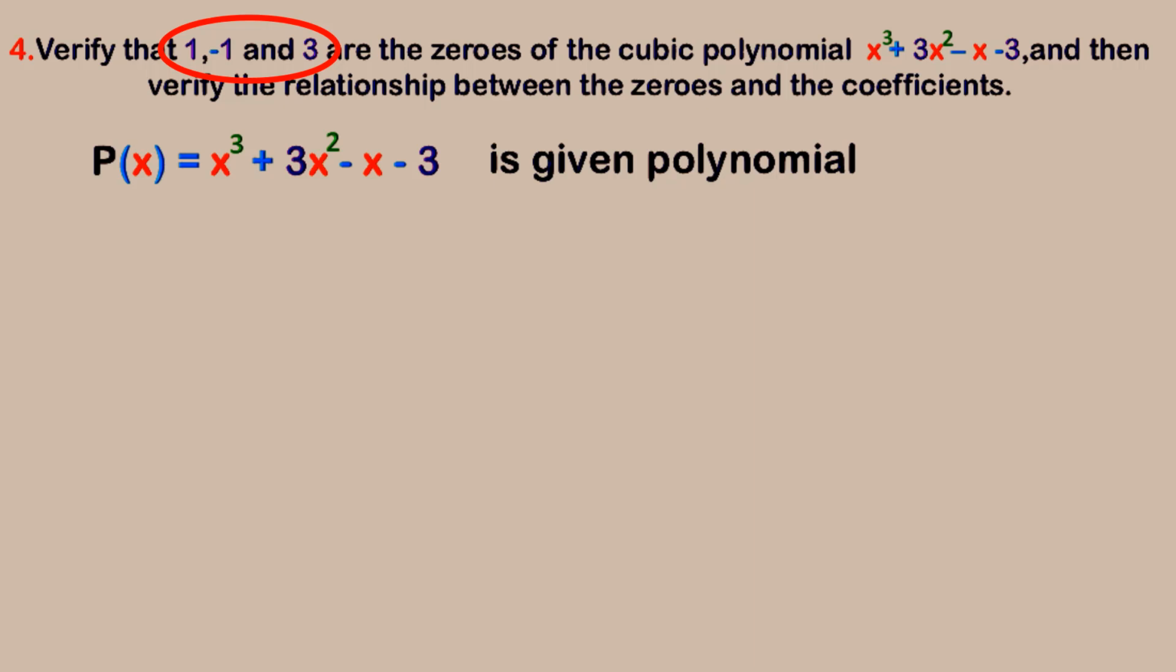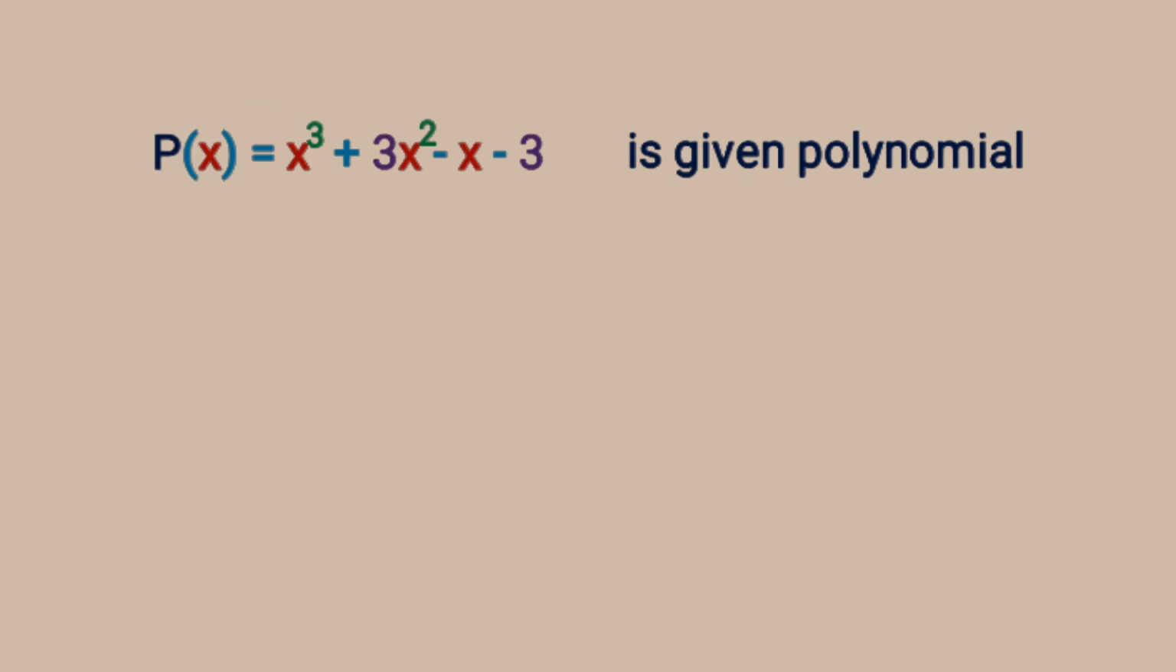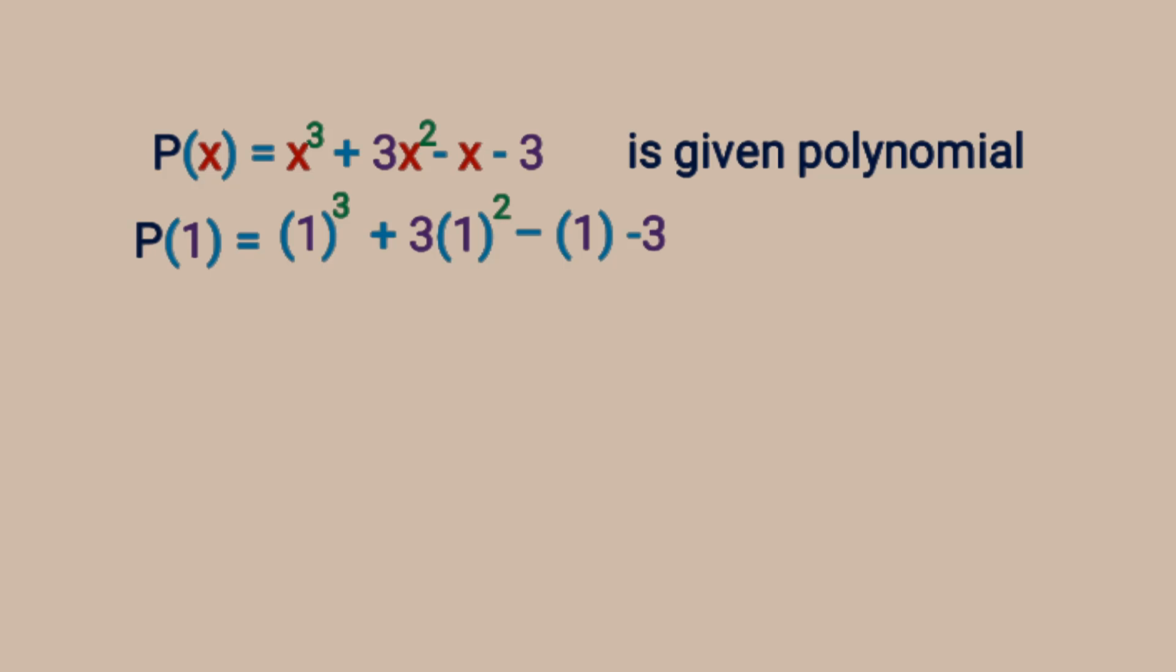So for that, let us substitute the first value, that is 1. By substituting 1 in the place of x, we get p of 1 equals 1 power 3 plus 3 into 1 power 2 minus 1 minus 3. Simplifying this, 1 cube equals 1, and plus 3 into 1 square equals 1, and minus 1 and minus 3.